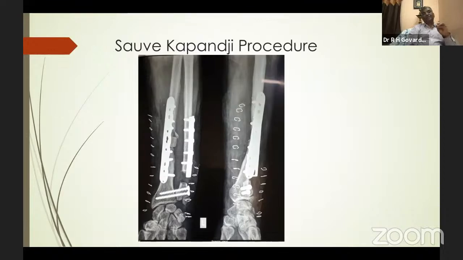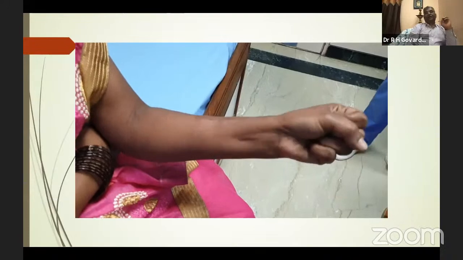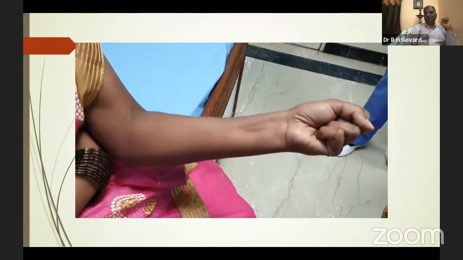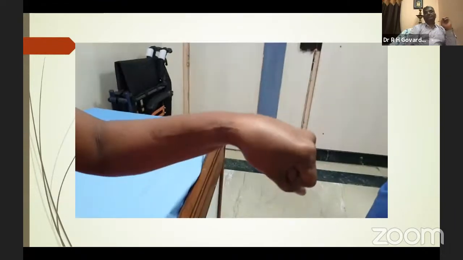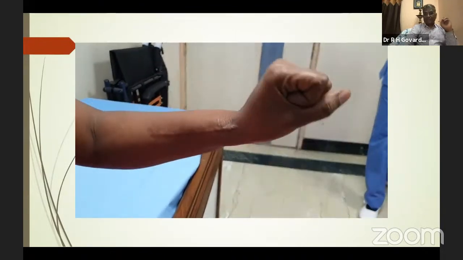Your bone harvesting is not done from the iliac crest but from the local ulnar side, which was kept as a gap between the two ends of the radius bone after making the bone ends raw. This is a serial X-ray which shows that the graft has taken over very nicely and the non-union healed. This is the function of the lady with supination pronation. That is the function of the wrist, dorsiflexion as well as palmar flexion.